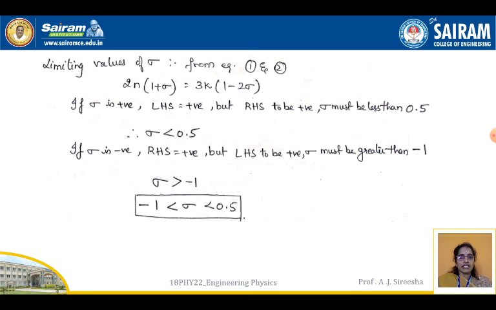If sigma is negative, the RHS is positive, but for the LHS to be positive, sigma must be greater than -1. That means sigma should be greater than -1 and it should be less than 0.5. So the limiting values of Poisson's ratio are such that sigma lies between -1 and 0.5.